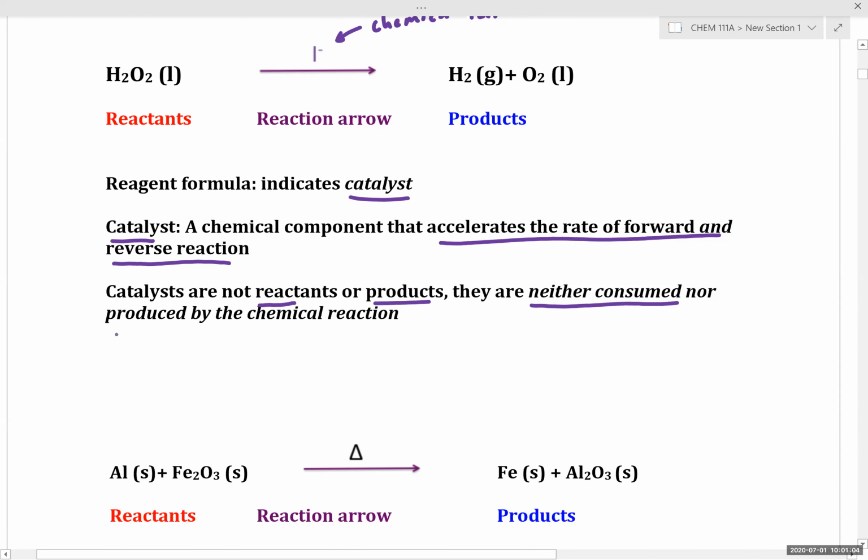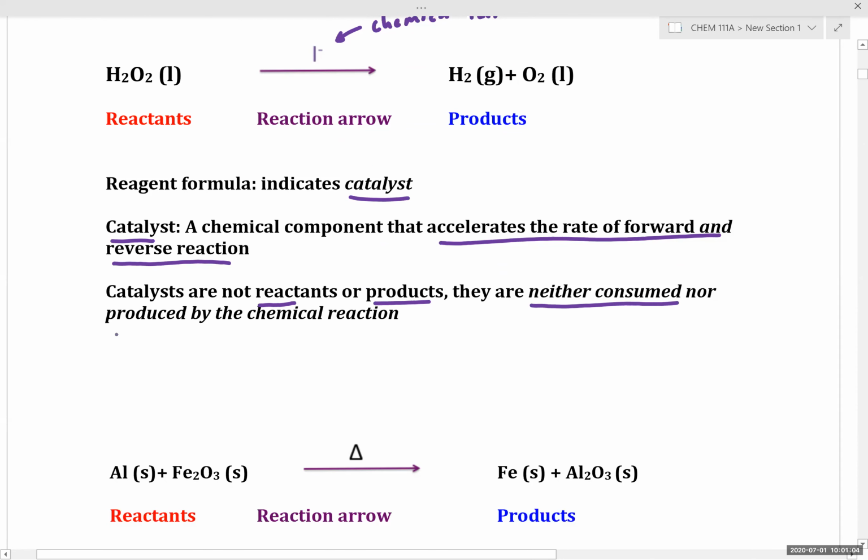Now, the other major symbol that you'd see above the reaction arrow is this delta symbol. What does this delta symbol mean? Well, this delta symbol indicates that heat is added. Some reactions require heat in order to initiate the reaction. You may also see a temperature higher or lower than room temperature for that chemical reaction. Okay, so those are some symbols and pieces of information that you'll see in various chemical reactions.